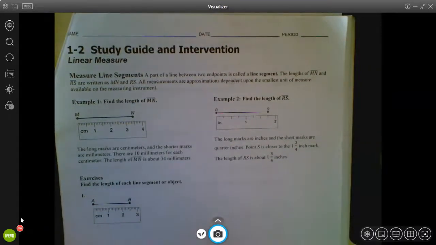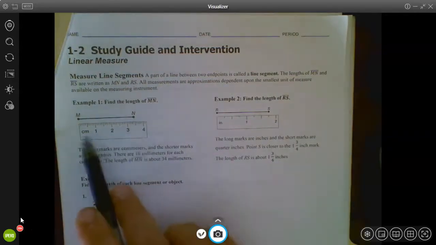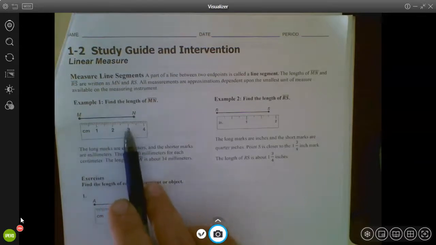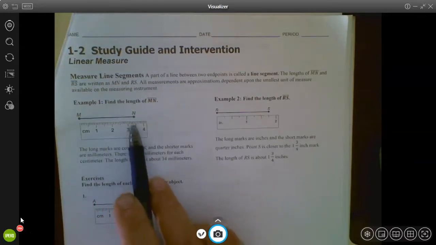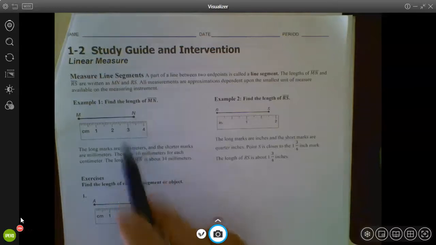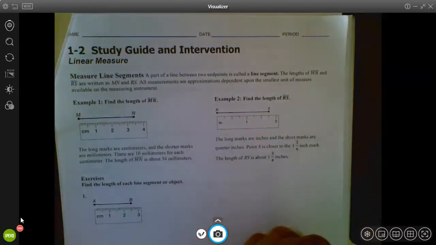This first part is really just basic use of a ruler. If I was going to measure something, you can see this one is in centimeters. Obviously, it is 3 full centimeters, and then we're going to need a fraction to take care of the rest of it. So how do we set up a fraction for that?